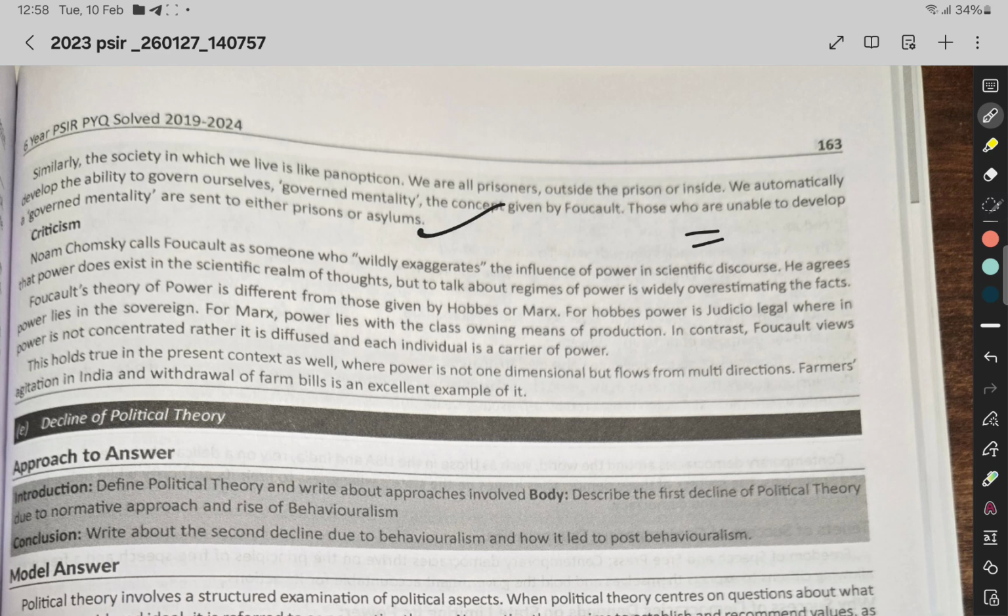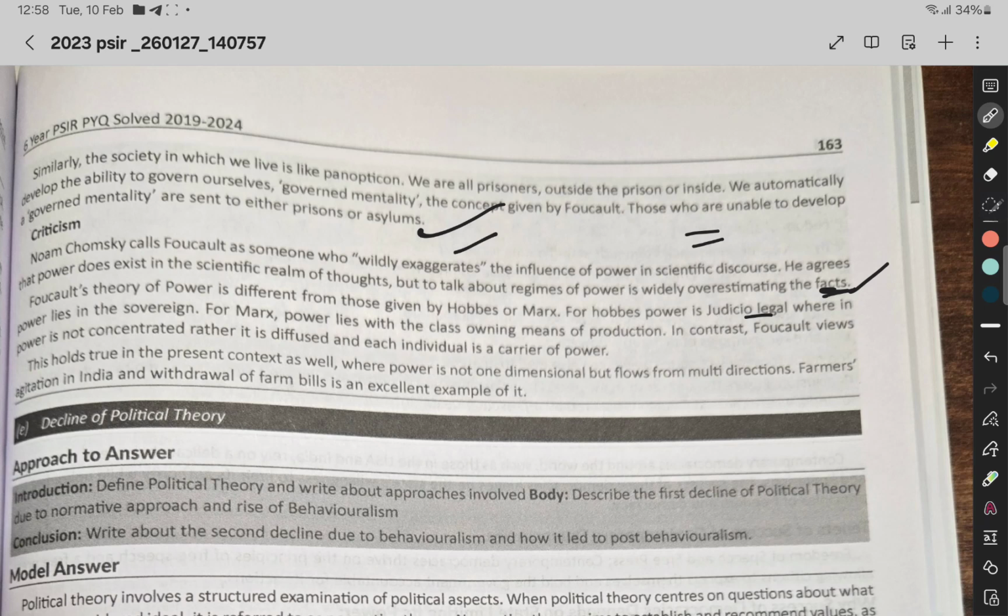Noam Chomsky calls Foucault someone who wildly exaggerates the influence of power in scientific discourse. He agrees that power does not exist in the scientific realm of thought, but talk about regimes of power is widely overestimating the facts. Foucault's theory of power is different from those given by Hobbes or Marx.